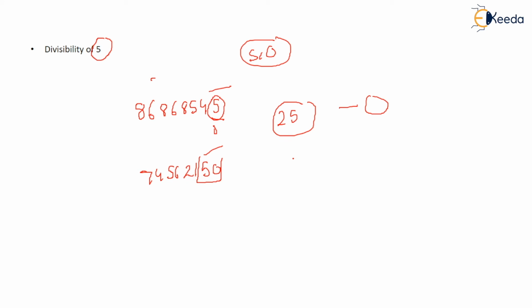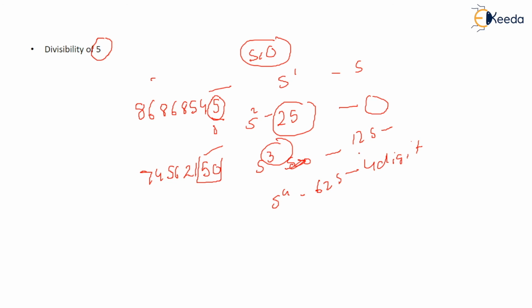Similarly, for this, 5 to the power 1, that was 5 square, so last two digits; 5 cube is 125. So for 125 you have to see the last three digits. If the last three digits are divisible by 125, then the entire number can be divided by 125. Similarly 625, last four digits. This is how you have to see the questions related to divisibility of 5.